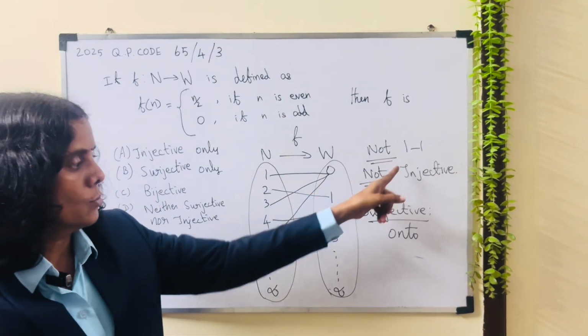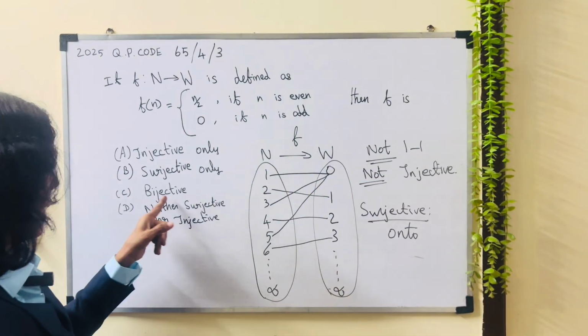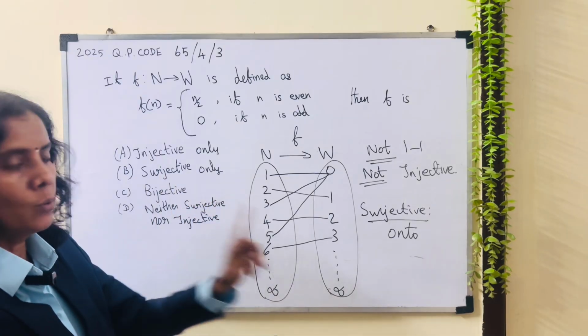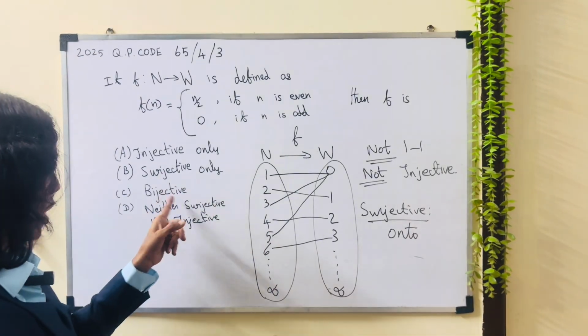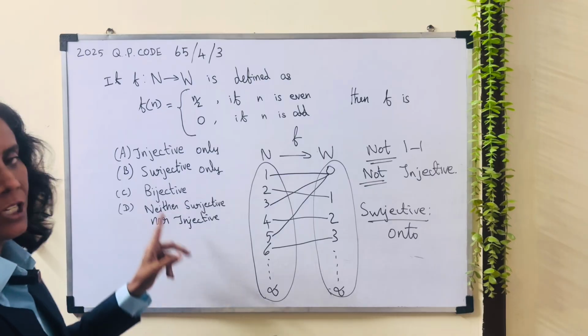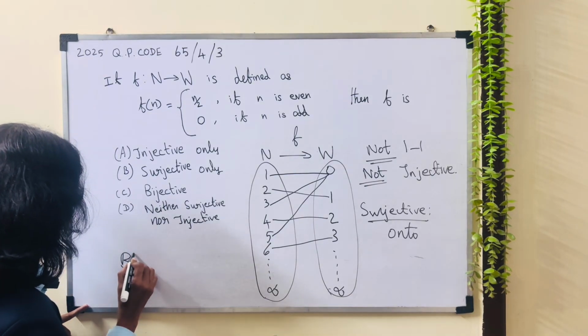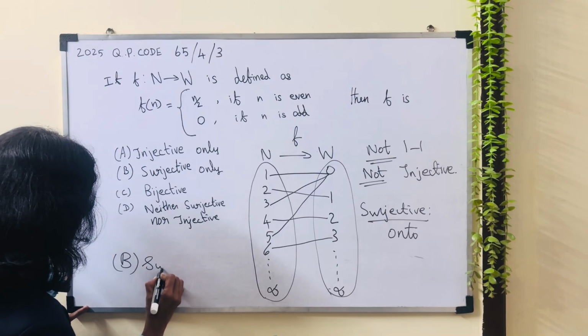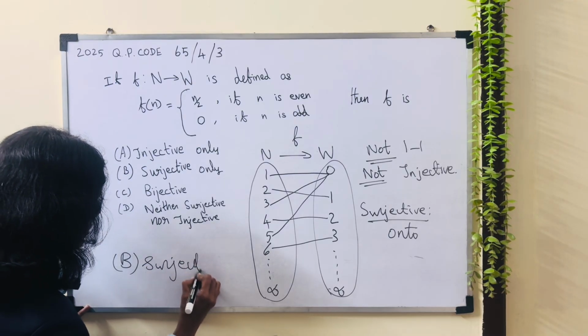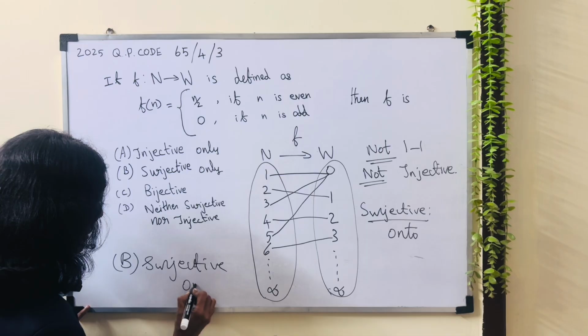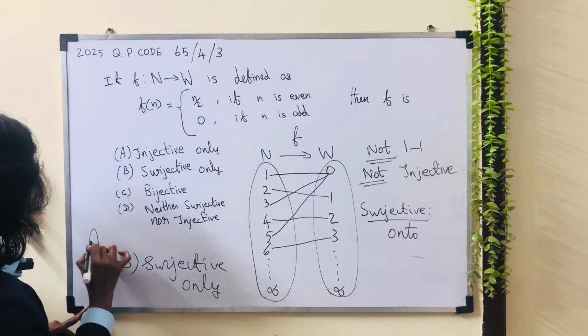And that is not 1 to 1 but onto. Bijective means it should be 1 to 1 and also onto. So, option 3 is wrong and option 4 is also wrong. So, the answer is B. That is surjective only. This is your answer.